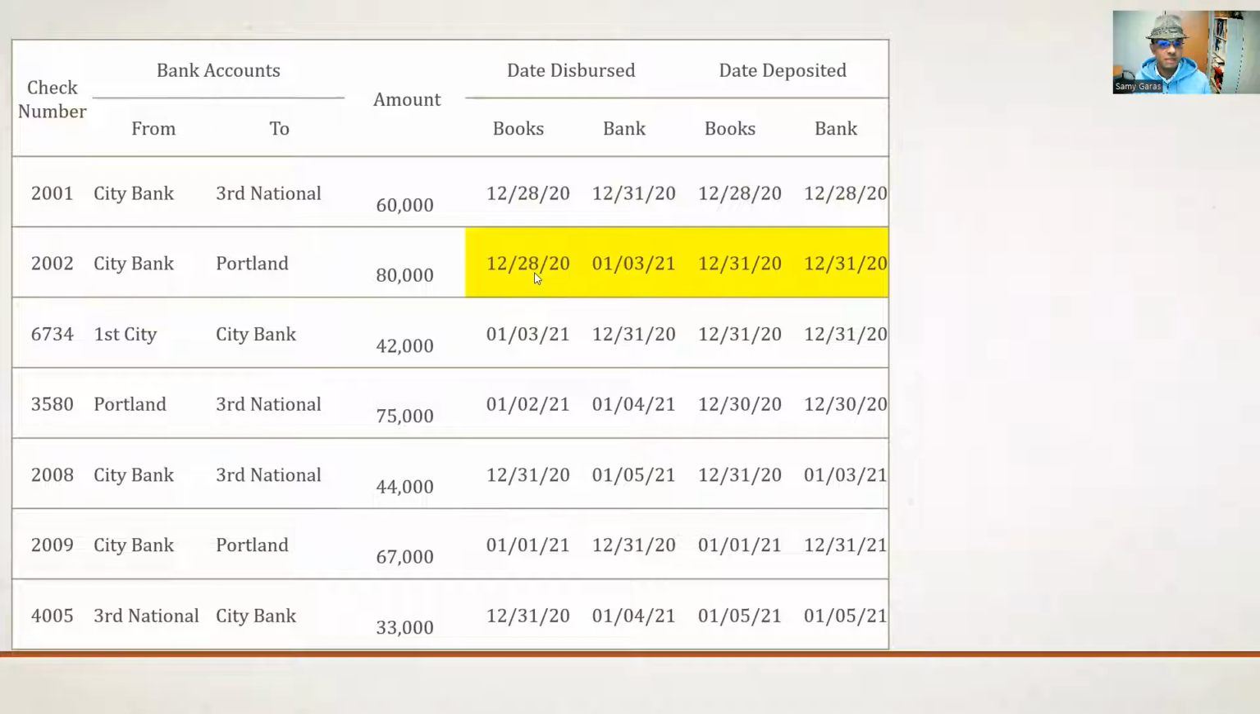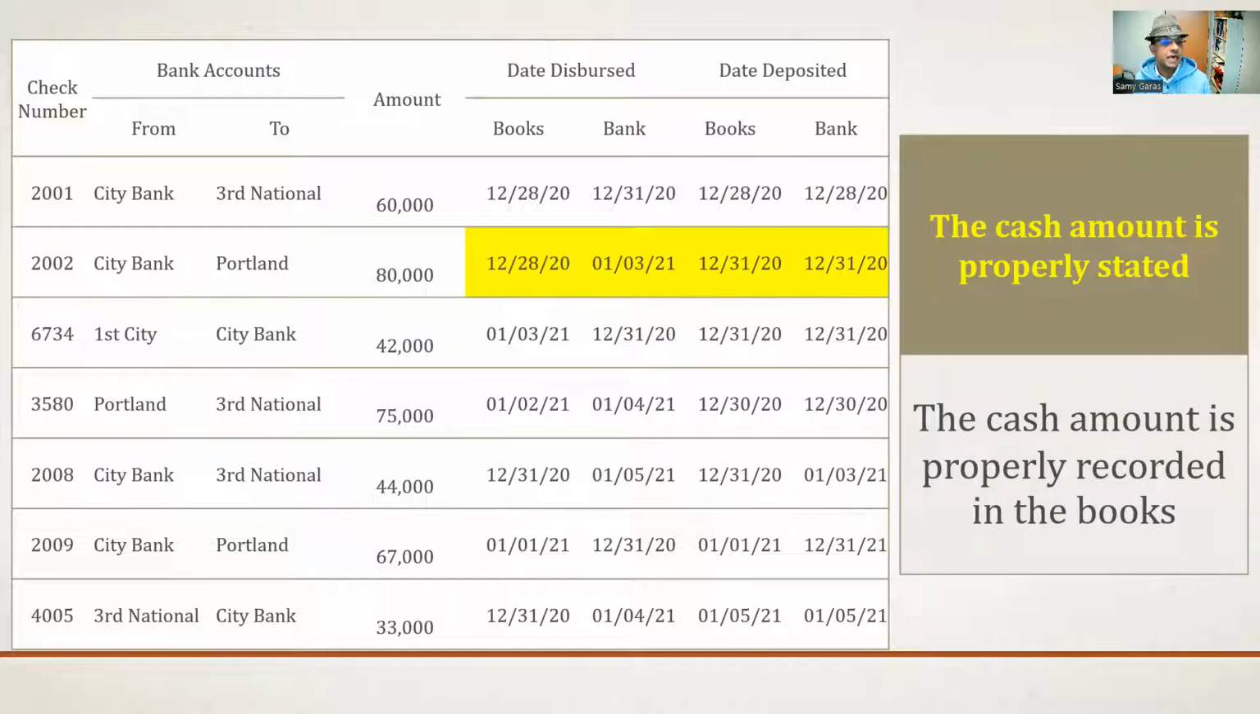The payment in 2020, the receipt in 2020 in our books, the payment here in the bank in 2021, but the receipt in 2020. Here also, the cash is properly stated. Why? Because both in our books the account is the same, and here in the bank the receipt is the same. So what about this one? It will not show up in our bank statement until next year, which means it's not going to affect our audited financial statements for the year of 2020. So the cash amount is properly stated in our books.